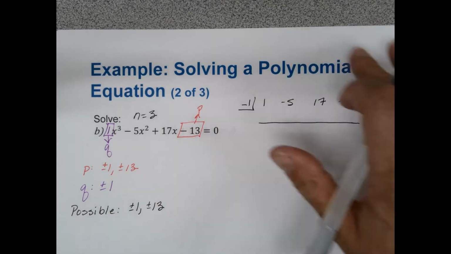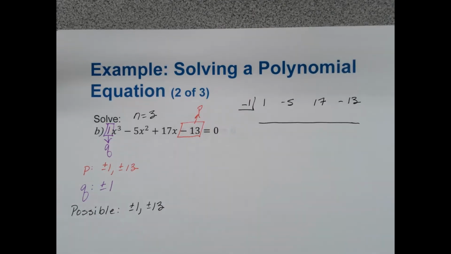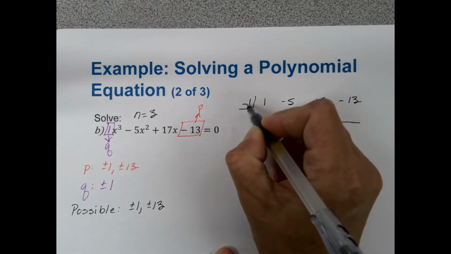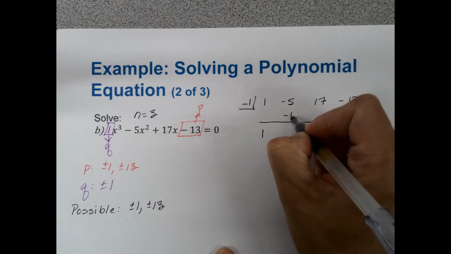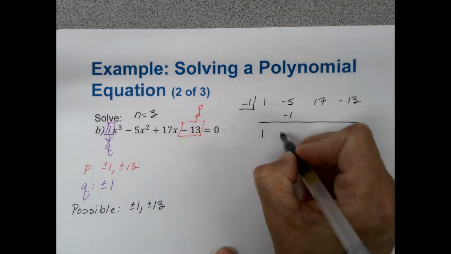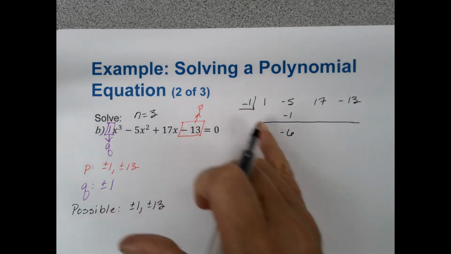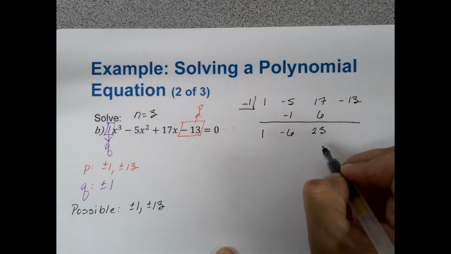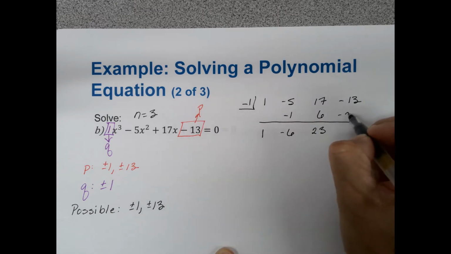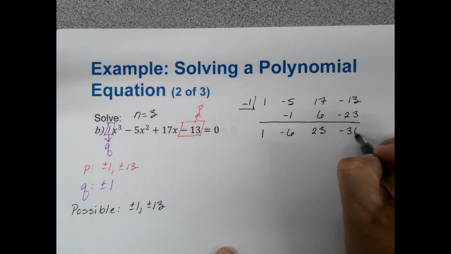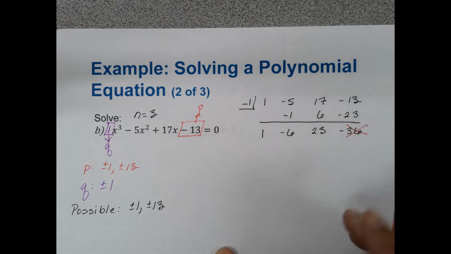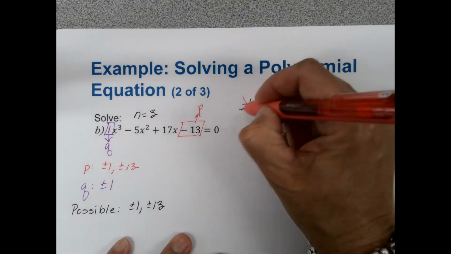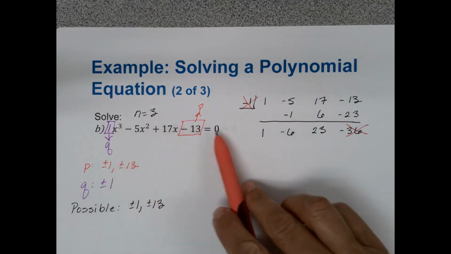Are there any questions on how or why I'm setting up this synthetic division as I am? We're good? All right. Remember, the 1 comes down, I'll multiply. -1 times positive 1 gives me a -1. When I add there, I get a -6. -1 times -6 is a positive 6. When I add there, I get 23. -1 times 23 is a -23. When you add there, you get a -36. Since that last number, that's our remainder, is not 0, -1 is not a solution to this equation.